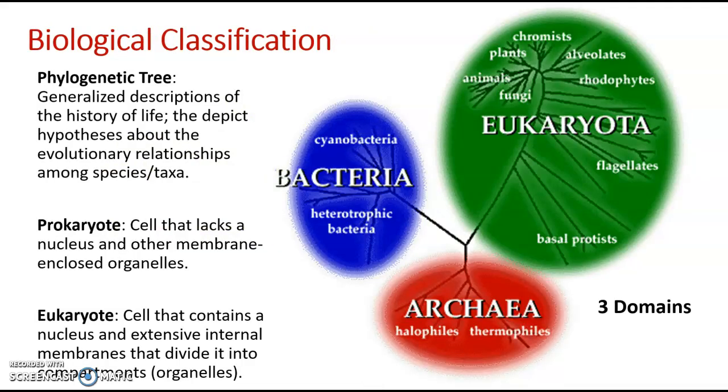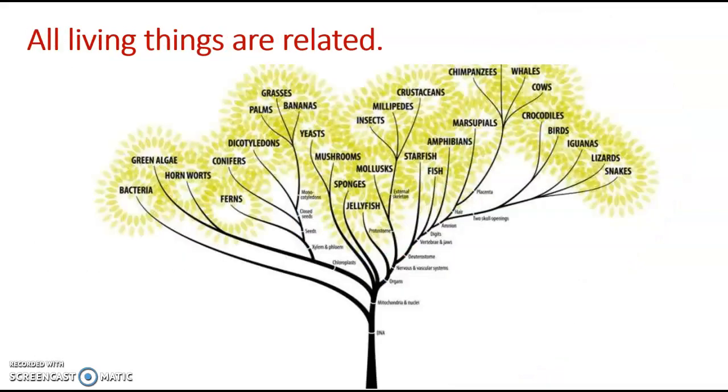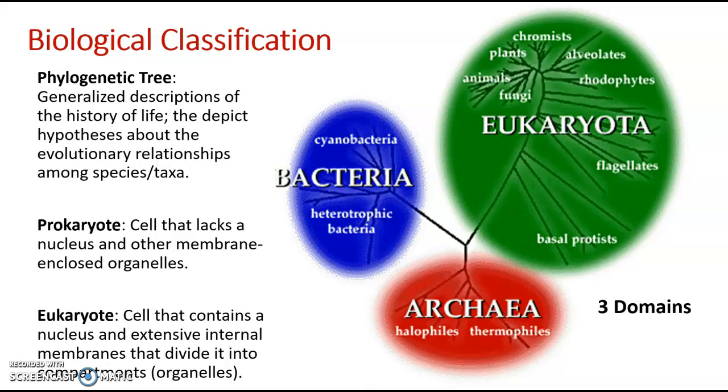What are the similarities and differences between us as humans and organisms that are more closely related to us versus organisms that are more distantly related to us? So how do we classify life forms? We're going to review those relationships when we study evolution, but when we think of it, we often think of that tree of life that I just showed. And that tree is called a phylogenetic tree. And these are generalized descriptions of the history of life. These are the hypotheses about how those things are related to one another.